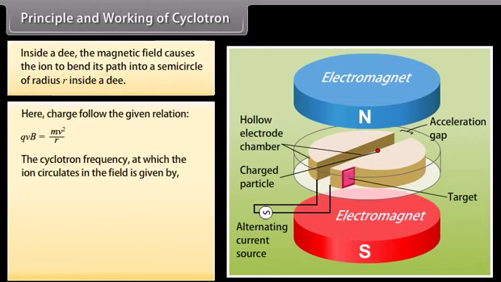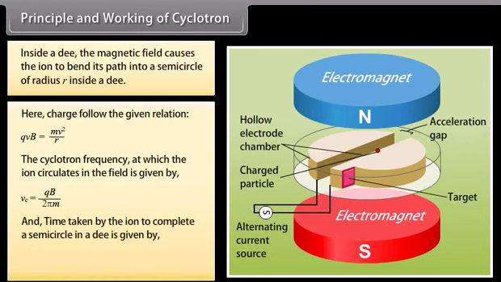The cyclotron frequency at which the ions circulate in the field is given by qB/2πm. And the time taken by the ion to complete a semicircle in a D is given by πm/qB. At resonance condition, the ion arrives between the Ds exactly in time to be repeatedly accelerated and gains energy. This energy gain does not affect the resonance condition except increasing the orbit size.